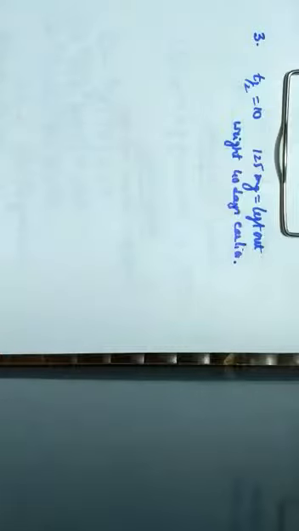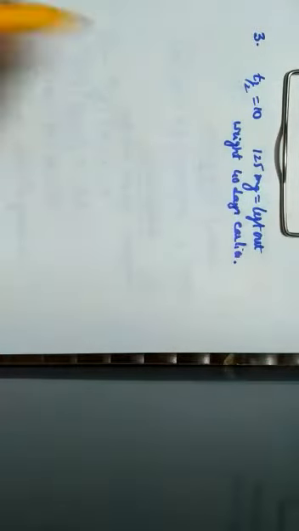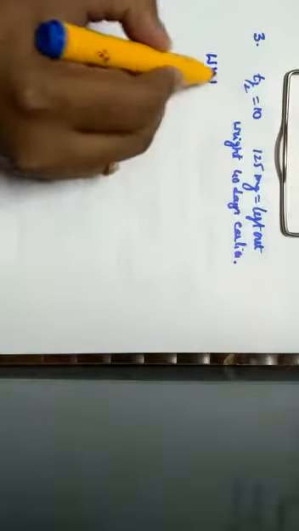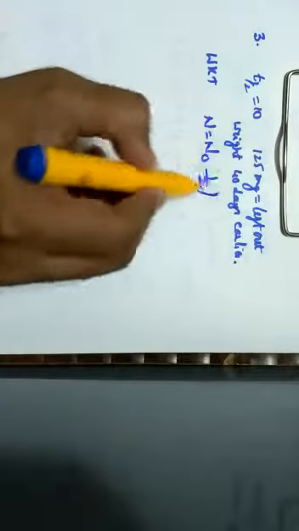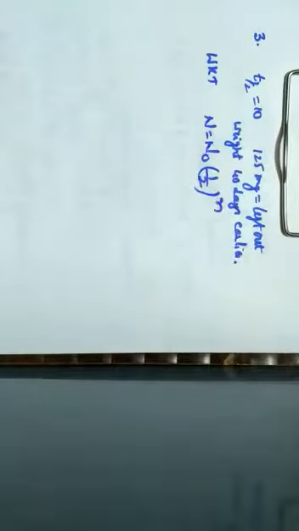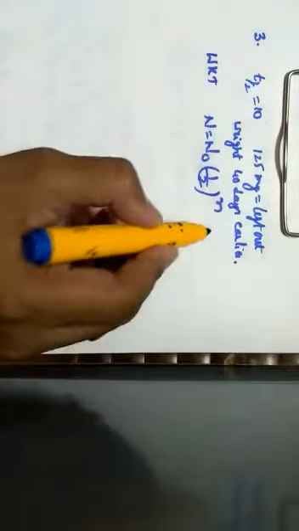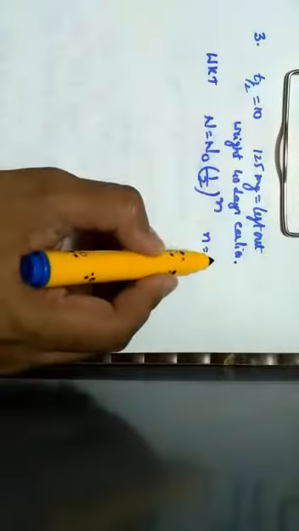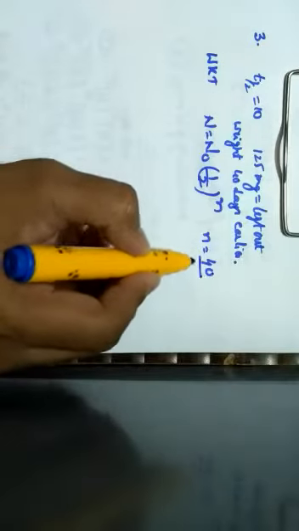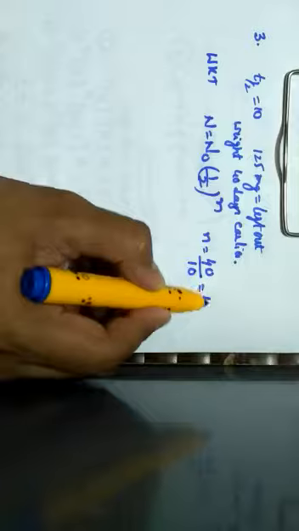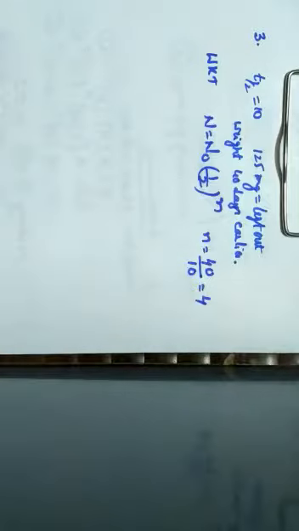So for this we can use one of the shortcuts. The shortcut is, we know that N is equal to N naught into 1 by 2 raised to the power n. Now a question comes, what is the meaning of n? Here the value of n is the total number of earlier days, 40, divided by the half-life of 10 days. So the value of n is 4.